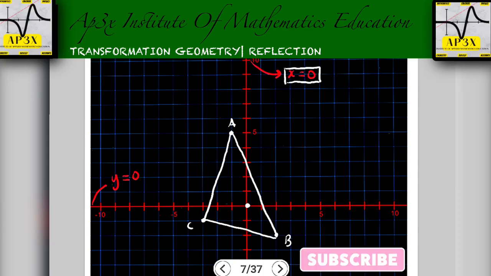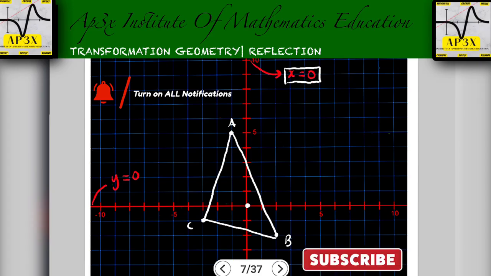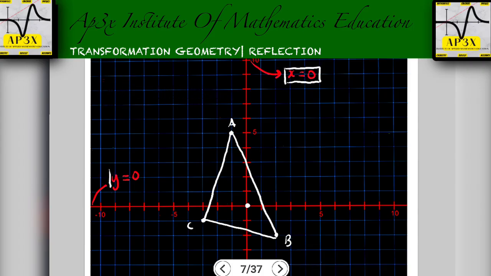Or as opposed to saying reflect the object across the y-axis, they will say reflect it across the line x equals 0. So it really is important to remember that the y-axis is labeled x equals 0 and the x-axis is labeled y equals 0. This is key information, guys, that you don't find many students being taught. All right, so I just want to make mention of that.